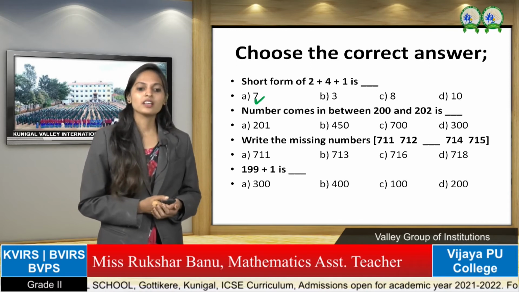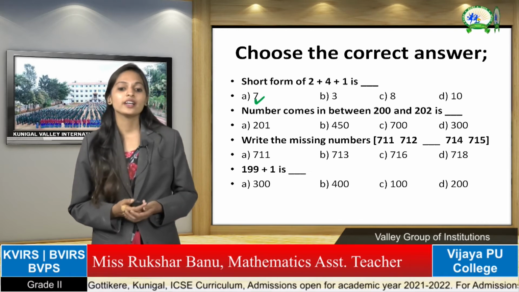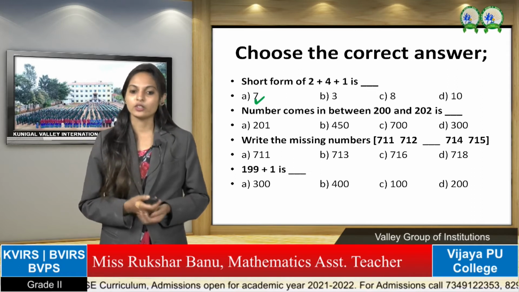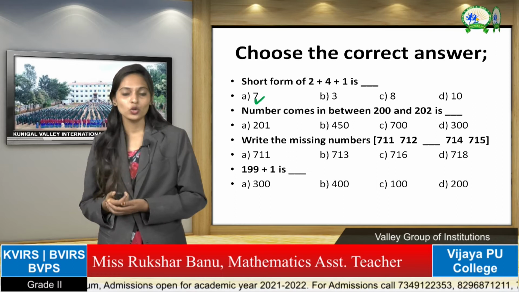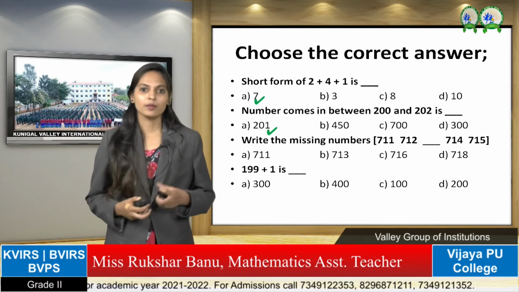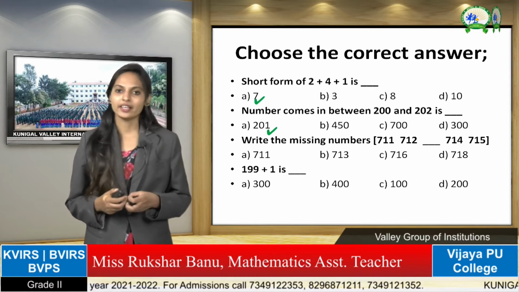Next one is, which number comes in between 200 and 202? In this you have to write the number between them. Between 200 and 202, which number comes? Yes, 201 comes in between 200 and 202.